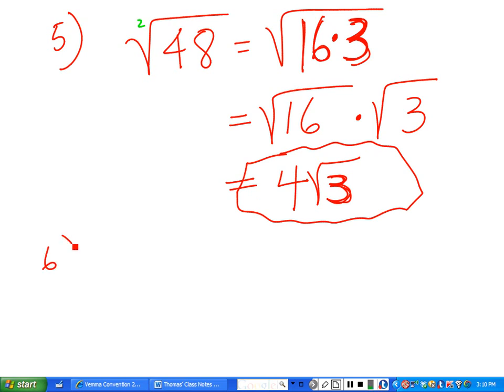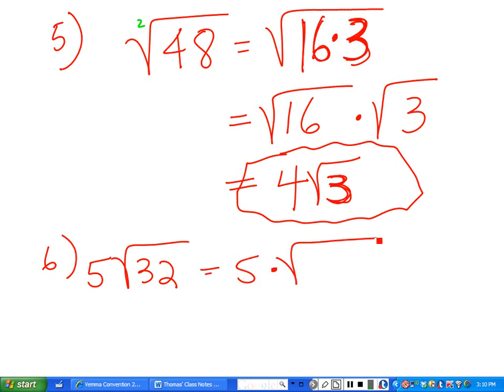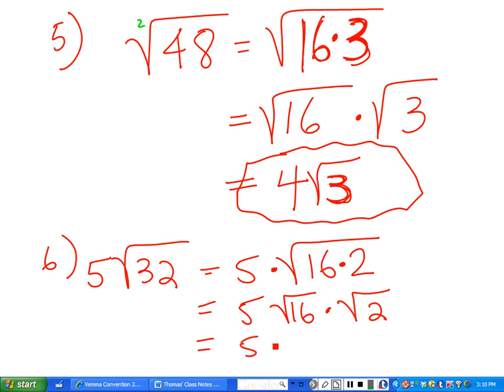Alright, next we have 5 times the square root of 32. How can we break 32 up? 16 is the perfect square there, so 16 times 2. We can break up 5 times the square root of 16 times the square root of 2. And then we have 5 times 4 times the square root of 2. So the answer is 20 square root of 2.